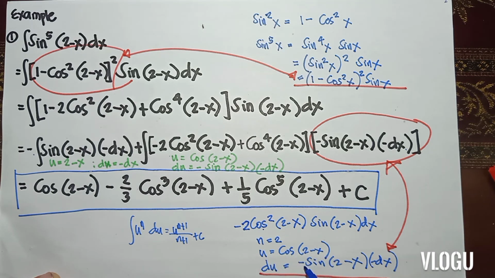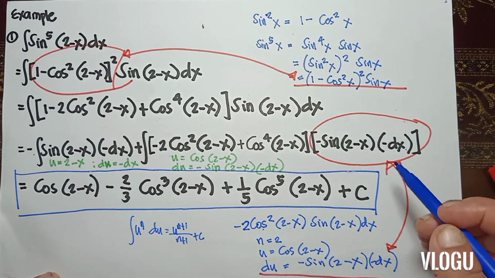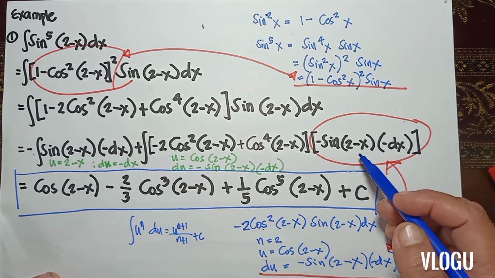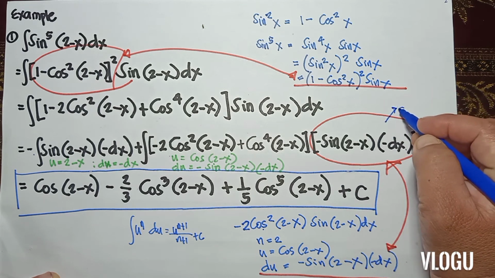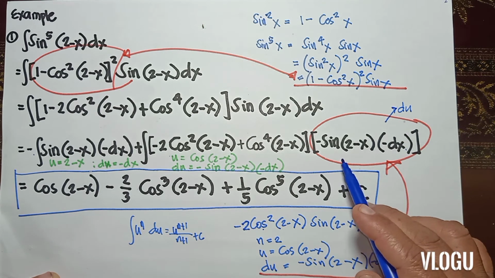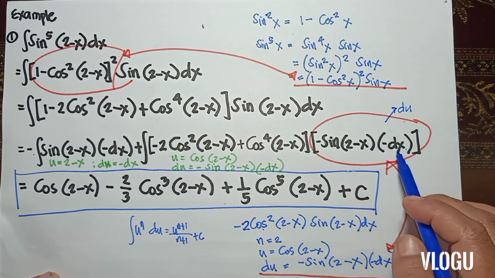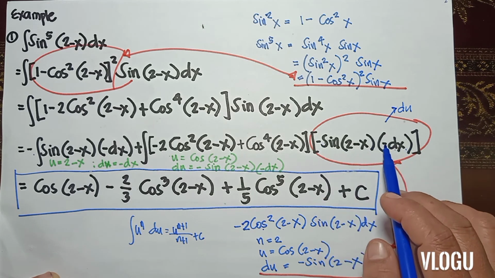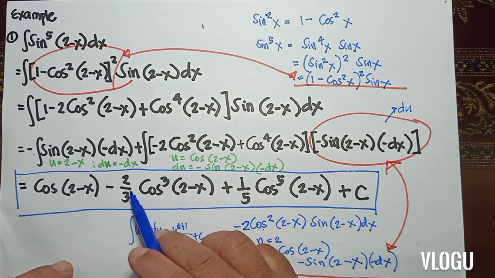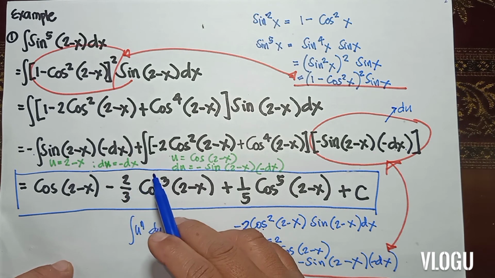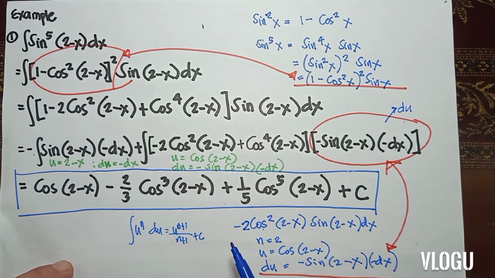The derivative of cosine is negative sine (2 minus x), the derivative of 2 is 0, and the derivative of negative x is negative dx. That's the reason we have this for our du. So our du is negative sine (2 minus x) times negative dx. Negative times negative becomes positive, so you don't need to multiply by a negative here. Now you have a complete u to the n, du.